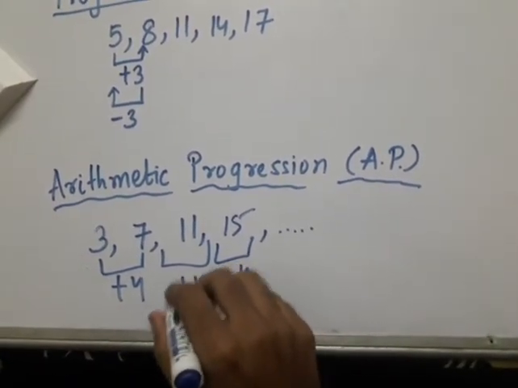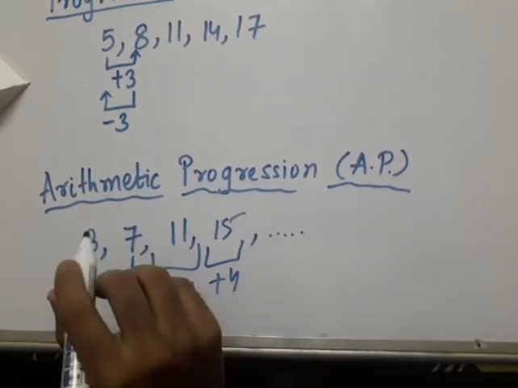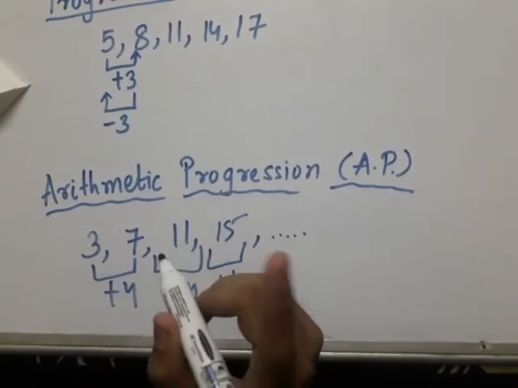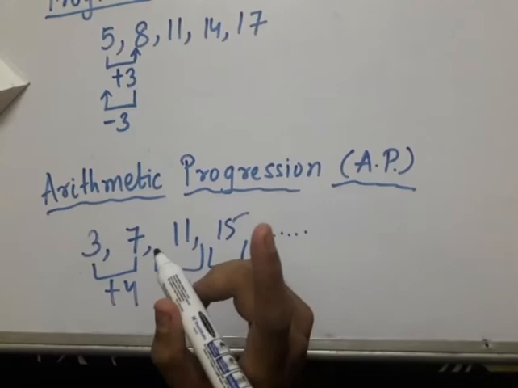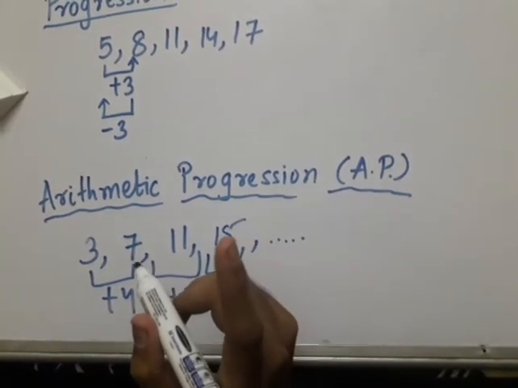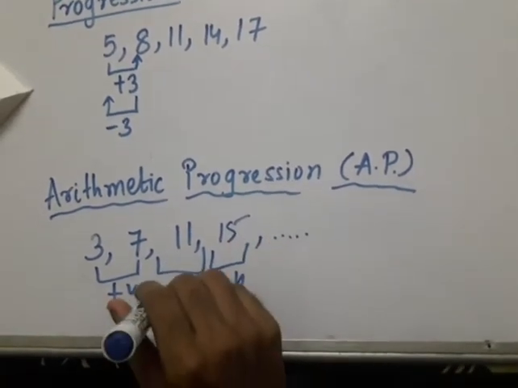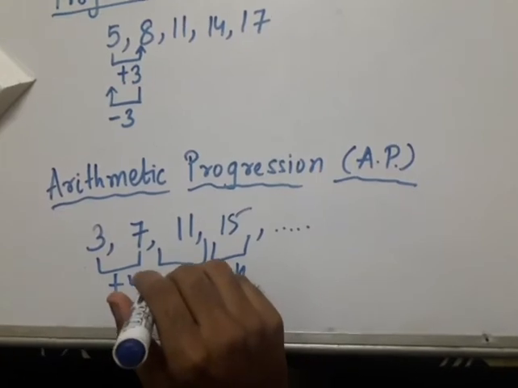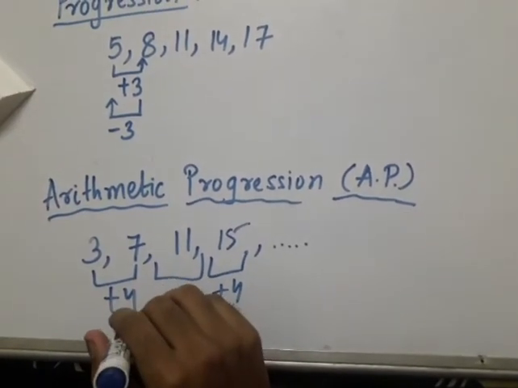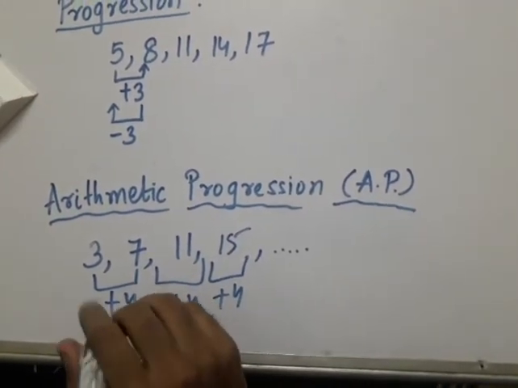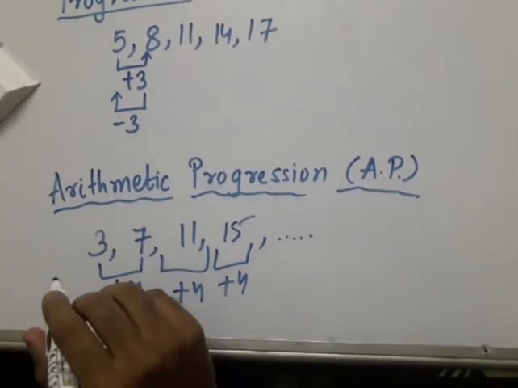You have to add plus 4, because in the arithmetic progression point number 3, we have already discussed that it must follow a certain rule. And here in this example, the rule says that we have to add plus 4. A constant quantity plus 4 should be added to the preceding terms.